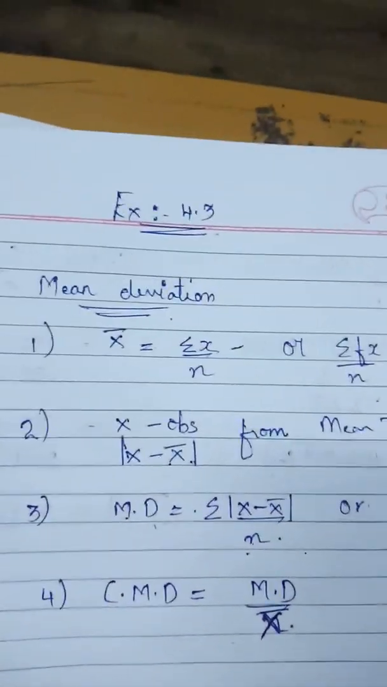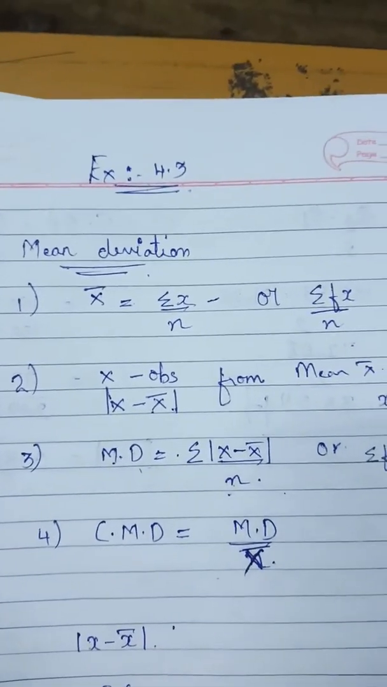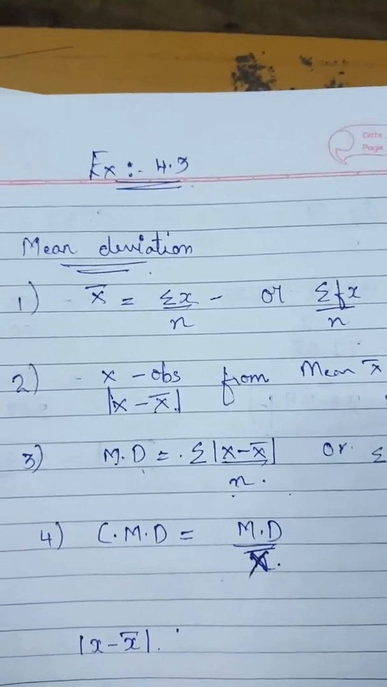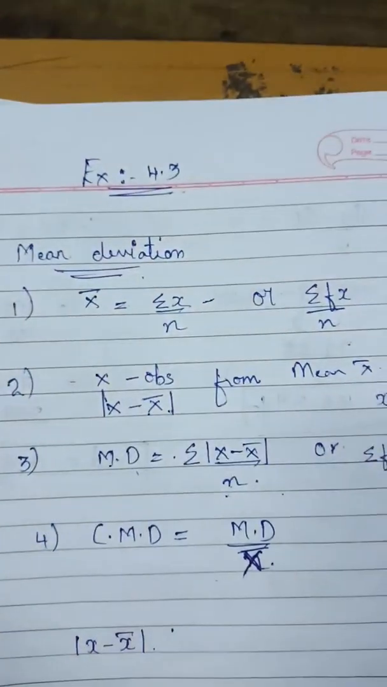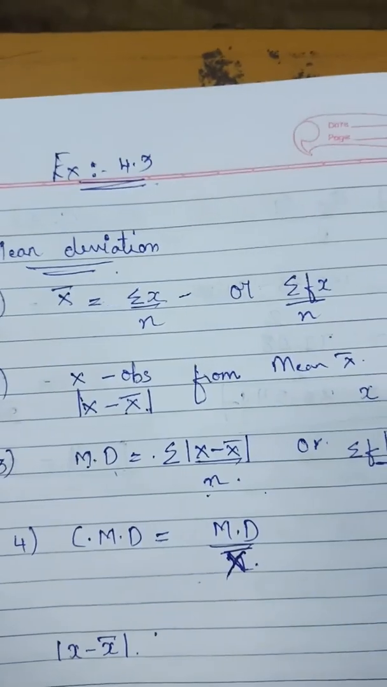Students, today we will begin with exercise 4.3. Before that, we will see the formula. For mean deviation, the first step is mean equals sigma x upon n. When only observations are given, we take the formula sigma x upon n. And when frequencies are given, we take the formula sigma fx upon n.